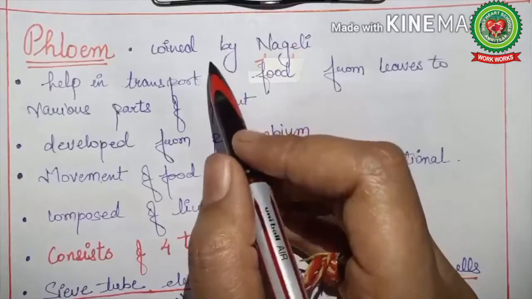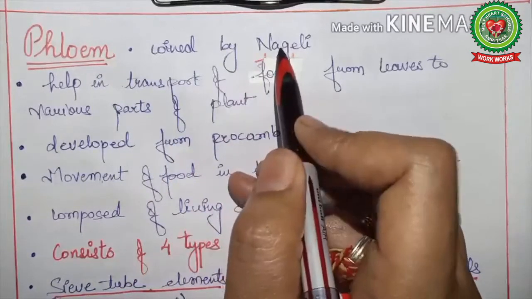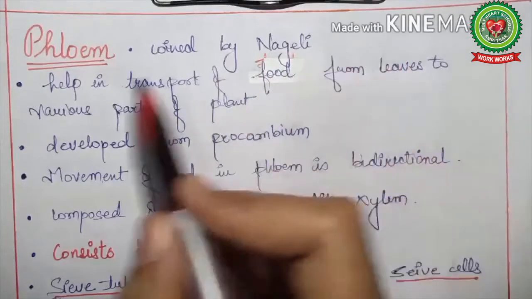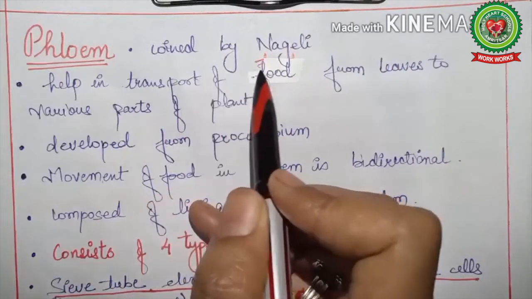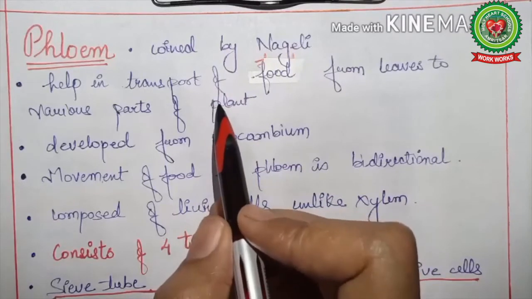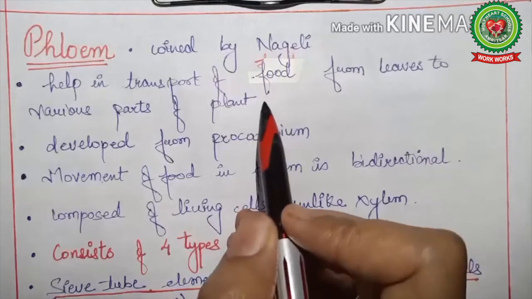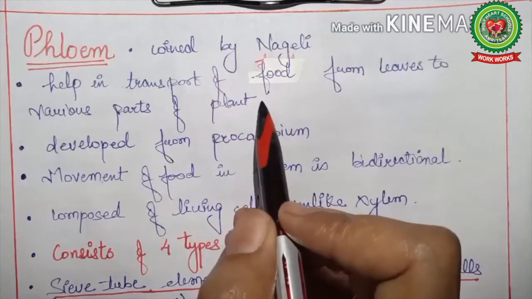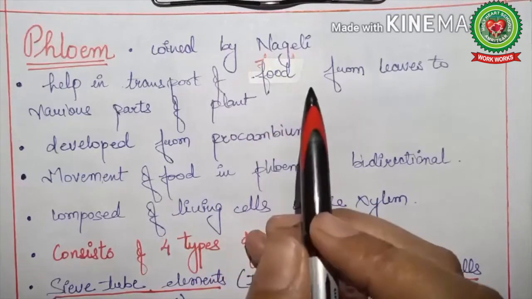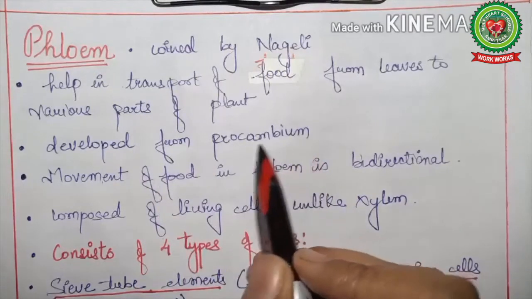Now if we talk about phloem, the term phloem was coined by the scientist Nageli. The same scientist has coined the term xylem. It helps in transportation of food. Actually, phloem is the specialized complex tissue responsible for transport of food like sugars, amino acids, micronutrients, hormones, etc. from leaves to other parts of plant body. It is formed from procambium.